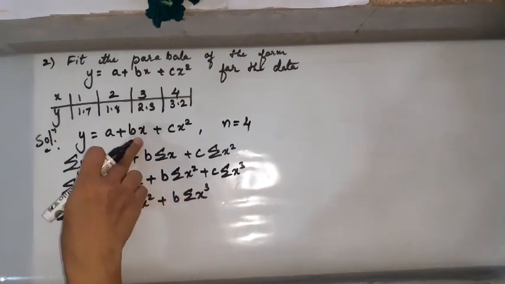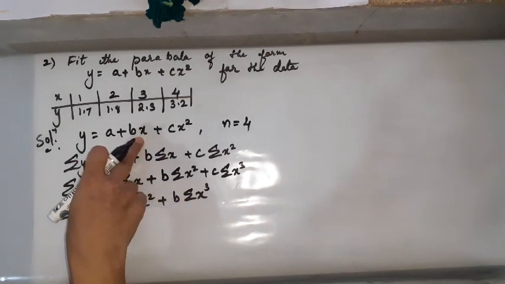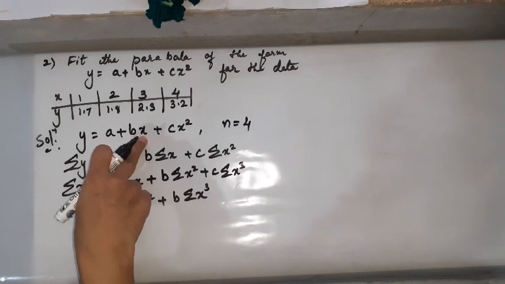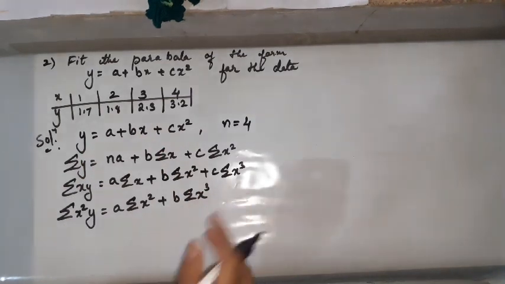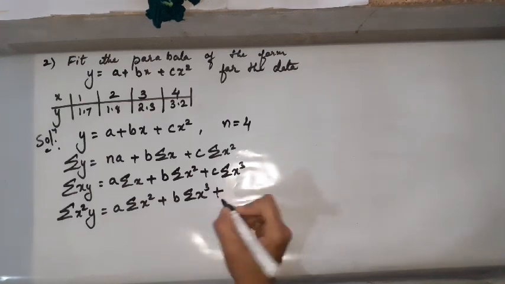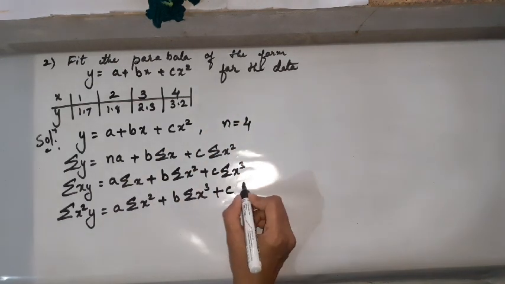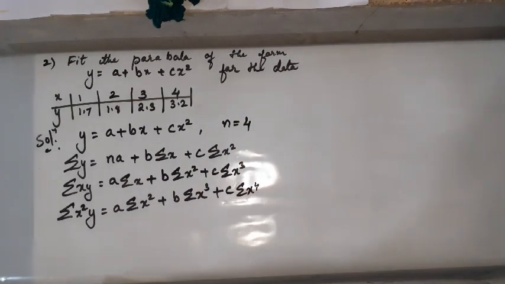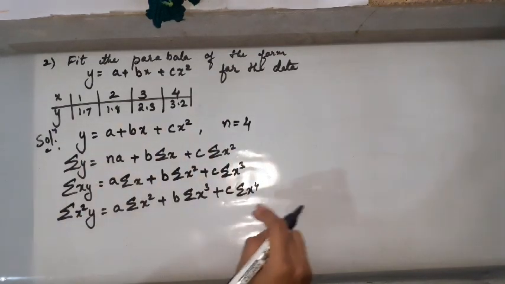Don't see the above equation. See the given equation. You are multiplying x square to this. So b x it was. You are multiplying x square to it. It becomes b x cube. Take b outside, summation x cube inside. Plus x cube inside. So see summation x to the power 4, like this. So you have written all the 3 normal equations.